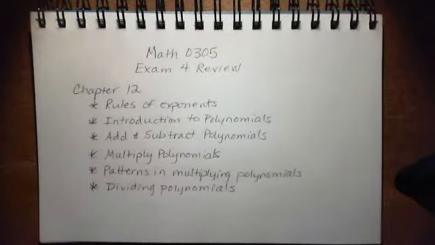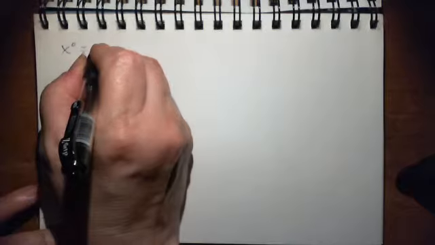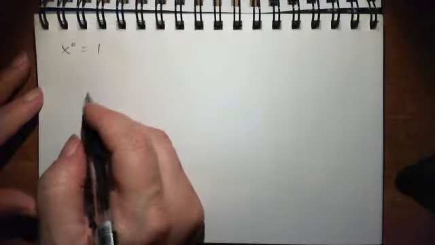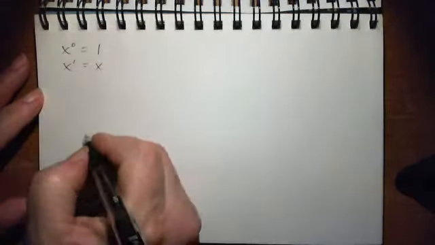On the next page, let's review some of the rules of exponents that we need to be familiar with in this first section. One rule of exponents is x to the 0 power. Something to the 0 power is 1, and we explained that rule pretty well in class, why that is. X to the 1 power is x.